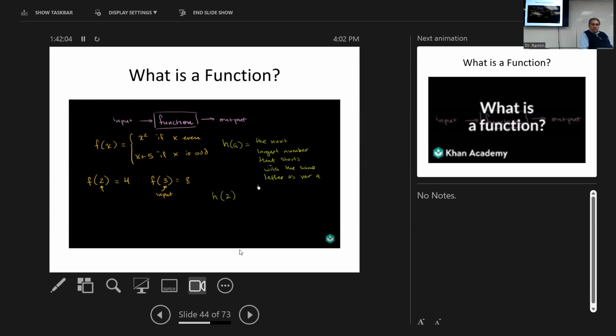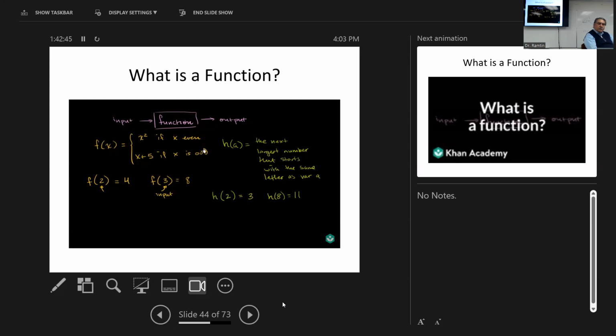Well, 2 starts with a t. What's the next largest number that starts with a t? Well, it's going to be equal to 3. Now, what would h of 8 be equal to? Well, 8 starts with an e. The next largest number that starts with an e, so it's not 9, 10, it would be 11. And so now you see it's a very, very general tool. This h function that we just defined looks at the letter that the number starts with in English, and so it's doing this really wacky thing.